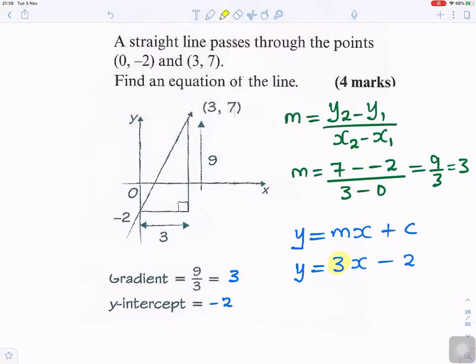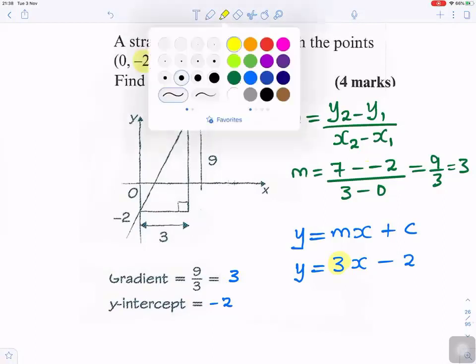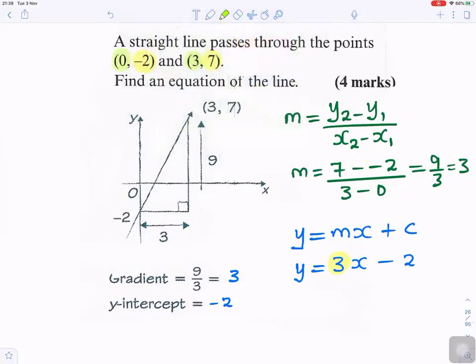So you have y2 minus y1 divided by x2 minus x1. And you will get the gradient, and the intercept is where it crosses the y-axis. And this point there is the intercept. I've marked the intercept with a pink dot. That's where it crosses the y-axis. So that point is called the intercept. And the point is 0 for x and -2 for y.